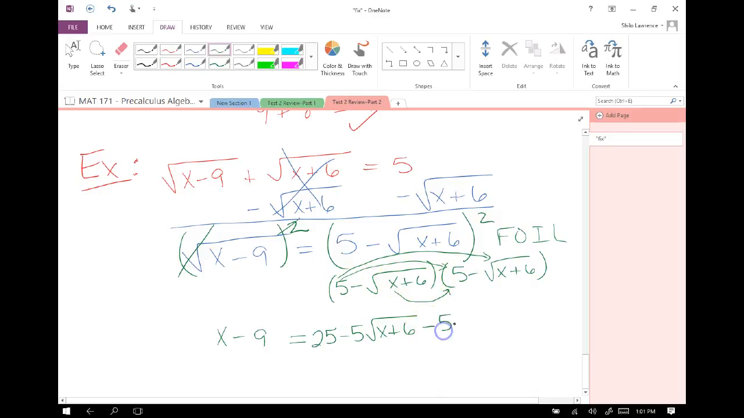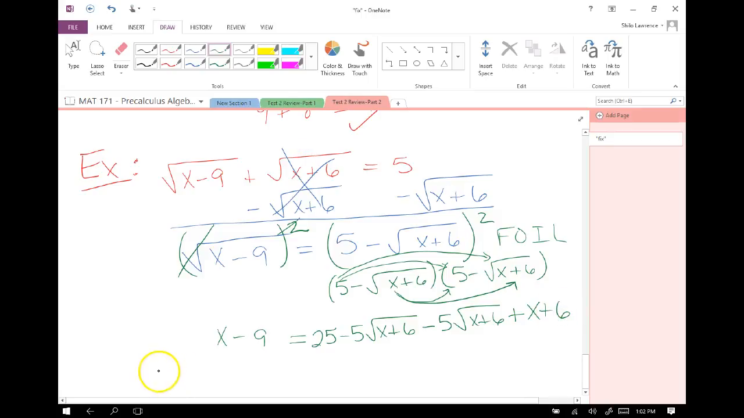So, minus 5 radical x plus 6. And then when I do the lasts, I've got negative radical x plus 6 times negative radical x plus 6. Well, I'm multiplying something by itself. That's the same as squaring it. So technically, I'm squaring something that has a square root in it. And it's a negative times a negative, so it's going to turn into a positive. And I'm squaring a square root, so I'll just be left with what's inside.